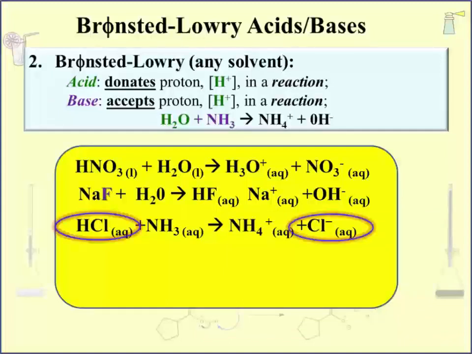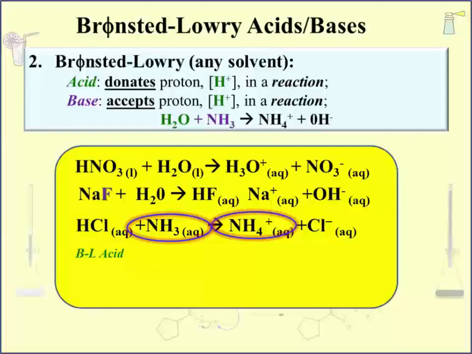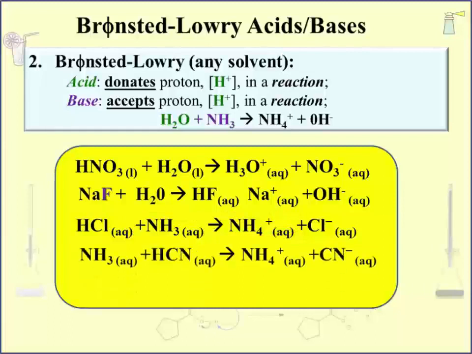Which compound loses an H? The HCl loses an H. Hydrochloric acid is a Bronsted-Lowry acid. Which compound gains an H? Ammonia gains an H. It is a Bronsted-Lowry base.